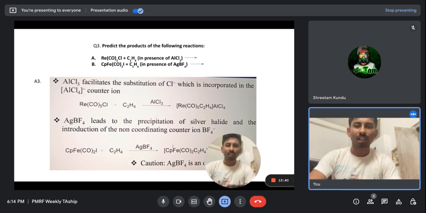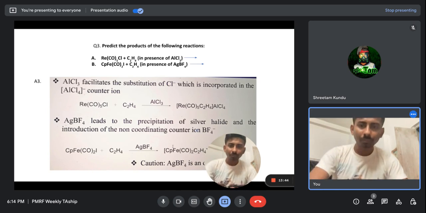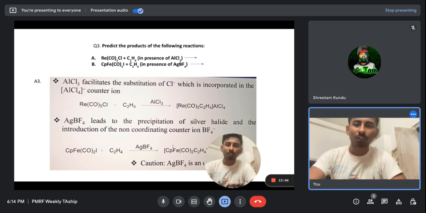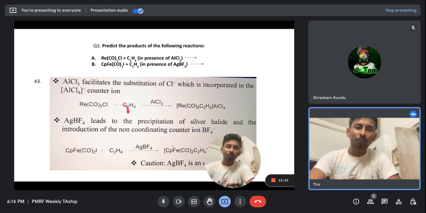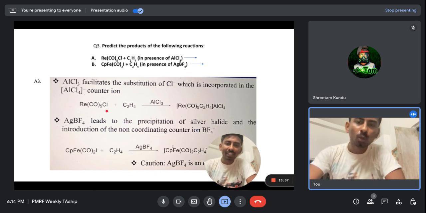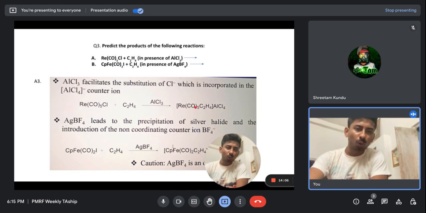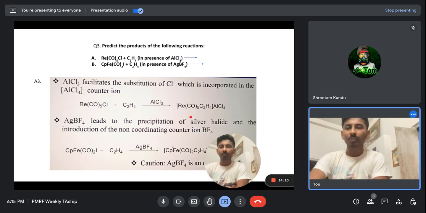These kinds of Lewis acids can also be taken to facilitate the capture of Cl- from this Re(CO)5 moiety. The C2H4 is acting as the nucleophile, and Cl- is the leaving group. Since it is not a very good leaving group, in fact a very poor leaving group, the incorporation of AlCl3 comes into the picture to make it a better leaving group. So the product is (CO)5Re(C2H4)+ AlCl4-.